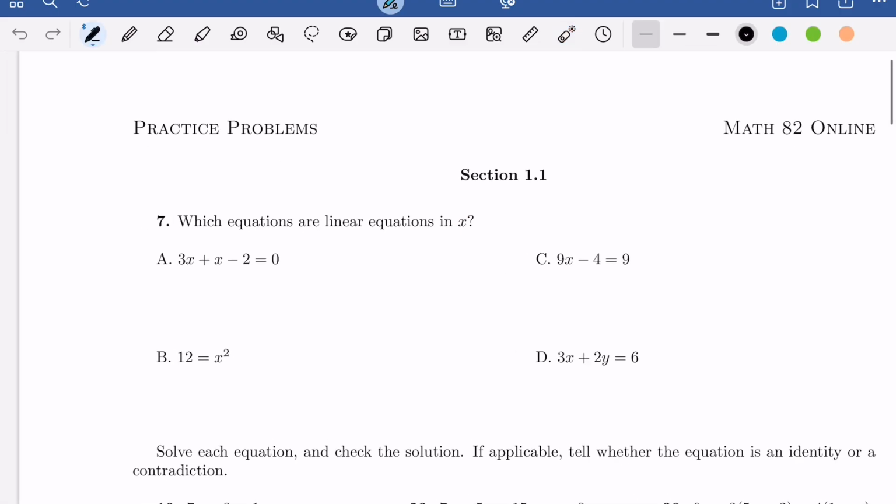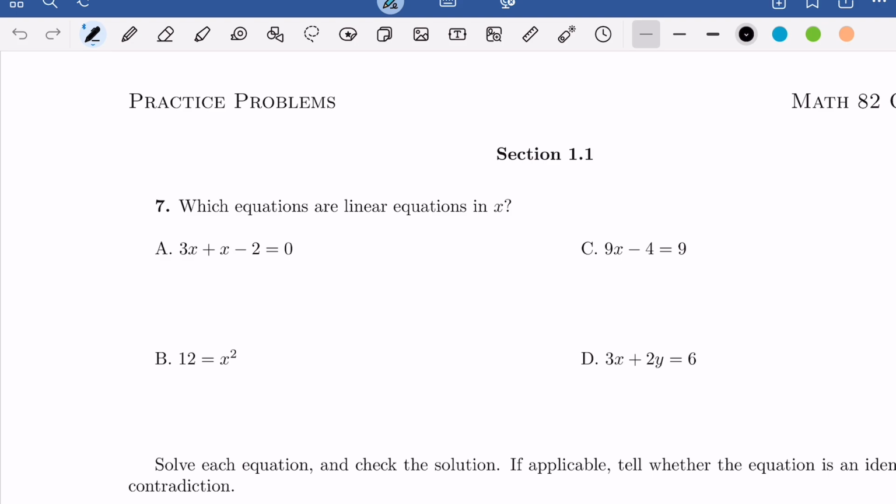So let's look at this first one here. We have 3x plus x minus 2 is equal to 0. Well, notice this isn't fully simplified. What we're going to do is just combine like terms here. We have 3x plus x. This is going to give us 4x, and then minus 2 is equal to 0.